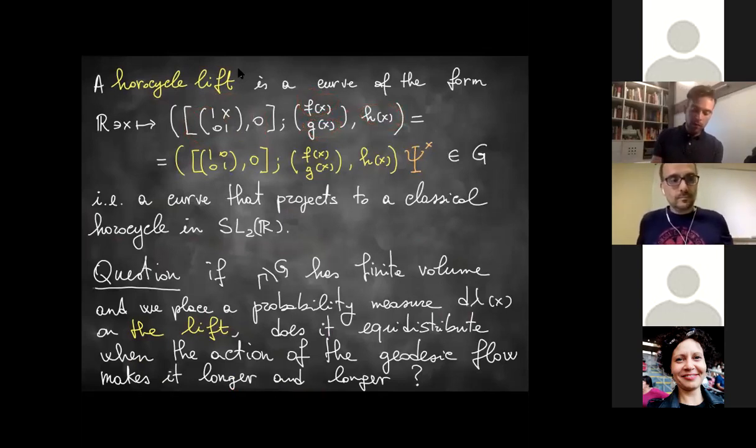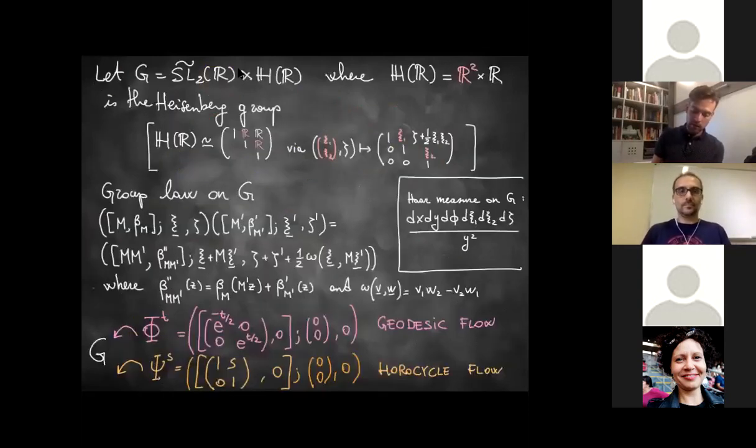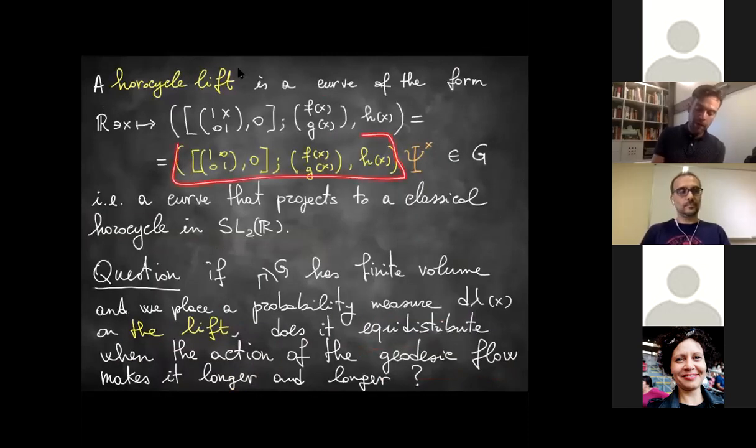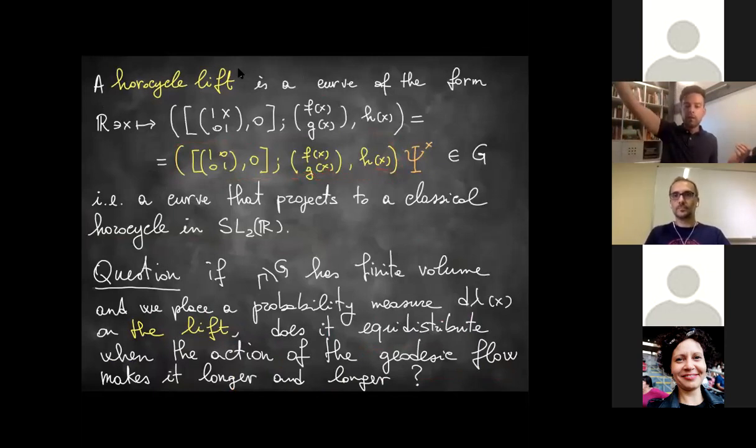And if you play with the group law, you can actually separate this psi, which is exactly this psi I defined before, and this somehow pre-factor, right? So these are just written in the same way. So basically, a horocycle lift is any curve that once you forget all the extra variables that you added, looks exactly like a horocycle. There's just some extra stuff that lives in other dimensions that if you forget, it's a classical horocycle. That's why it's natural to call this a horocycle lift.